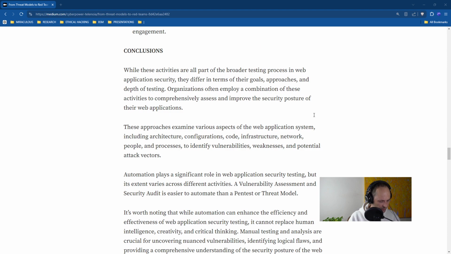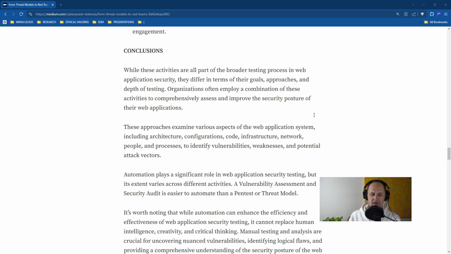So now, we're getting into the conclusions. While these activities are all part of the broader testing process in web application security, they differ in terms of their goals, approaches, and depth of testing. Organizations often employ a combo of these activities to comprehensively assess and improve the security posture of their web applications. These approaches examine various aspects of the web application system, including architecture, configurations, code, infrastructure, network, people, and processes, to identify vulns, weaknesses, and potential attack vectors.